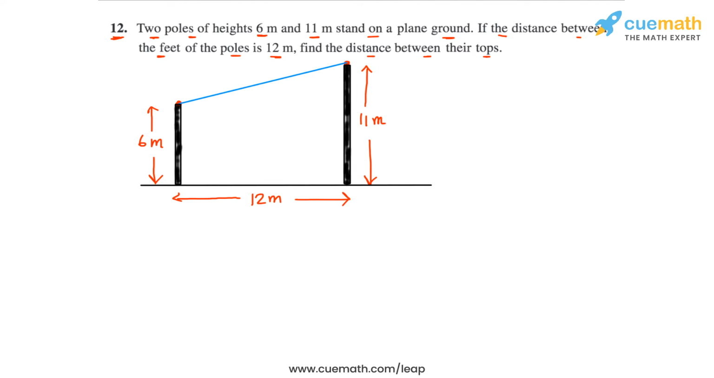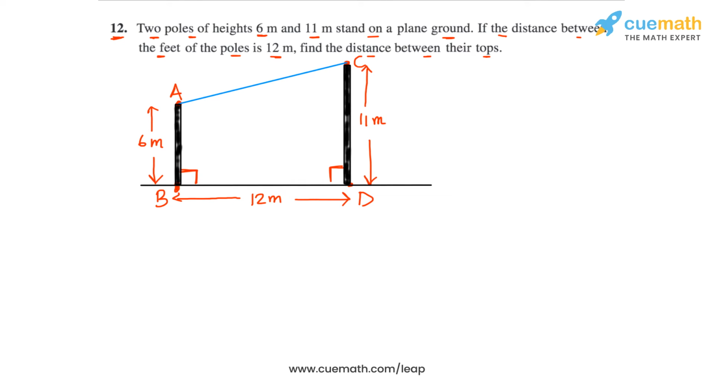Okay, so let's label the various points in the figure. So let's say that the top of the first pole is point A and the foot of the first pole is point B, and we see that the first pole is perpendicular to the ground. The second pole is also perpendicular to the ground. Let's call the top of the second pole point C and the foot of the second pole point D. So we have to find the length of AC.